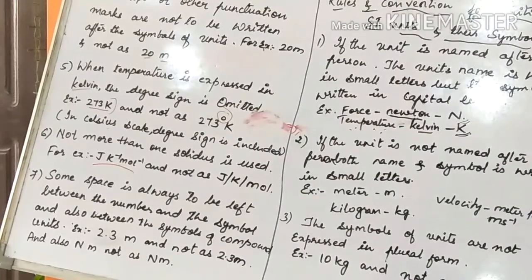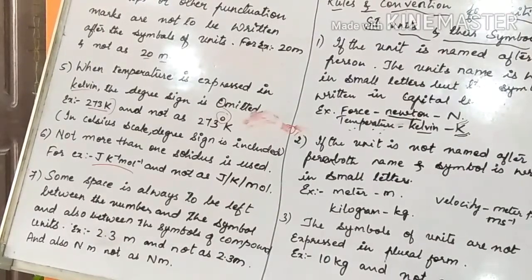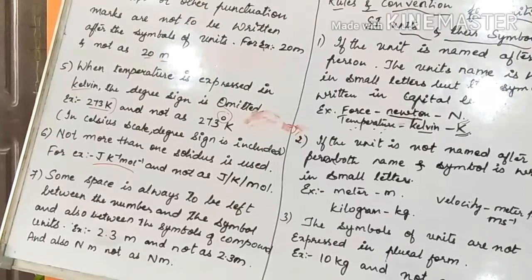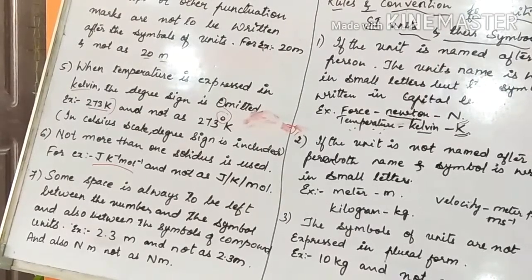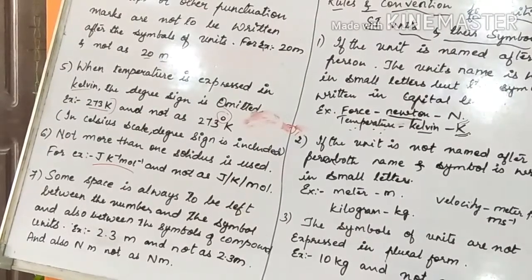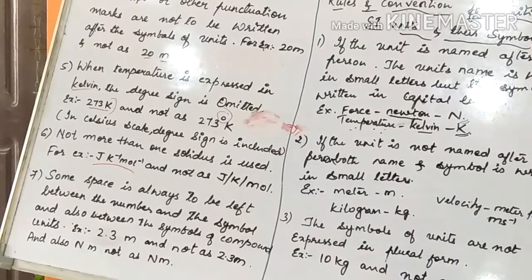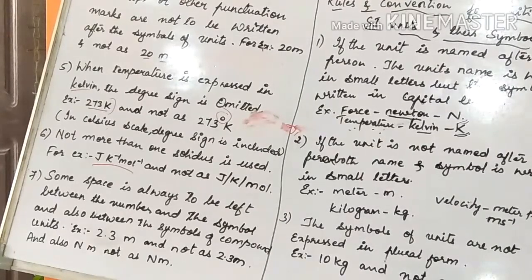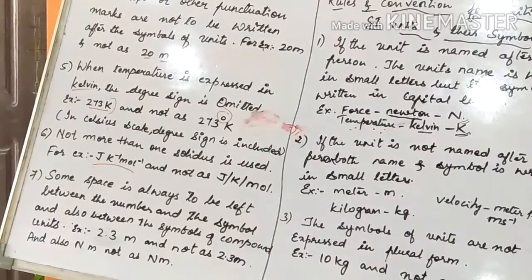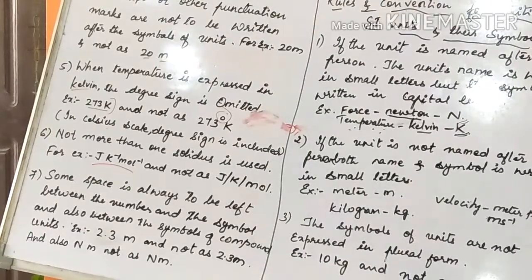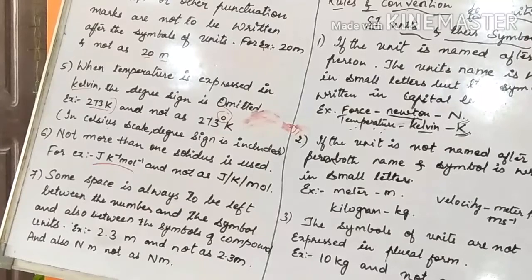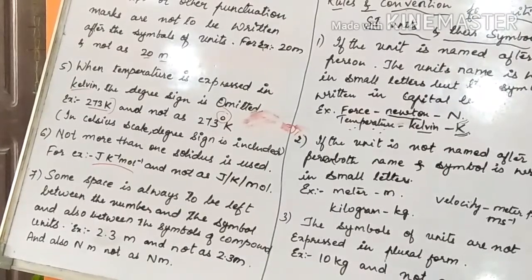Then you should not have more than one solidus between the units. Then space is to be left between the number and the unit, so 2.3 should be written a little bit away from the unit, not continuous. And if there are two units also, that is Newton space meter, not Newton meter. Okay, thank you.